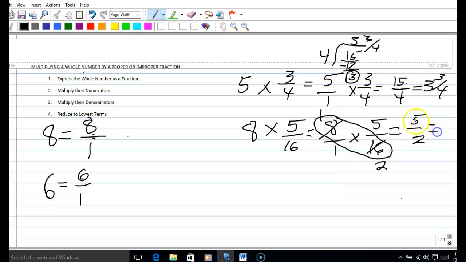And again, that's an improper fraction because the top's larger than the bottom. So I'm going to divide 2 into 5. 5 divided by 2 is 2. 2 times 2 is 4. If I subtract 4 from 5, I have 1 left over. So 5/2 is equal to 2 and 1/2.